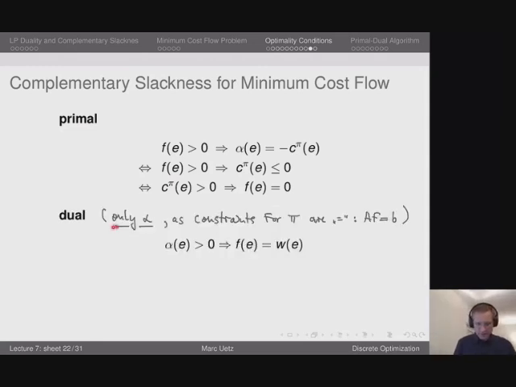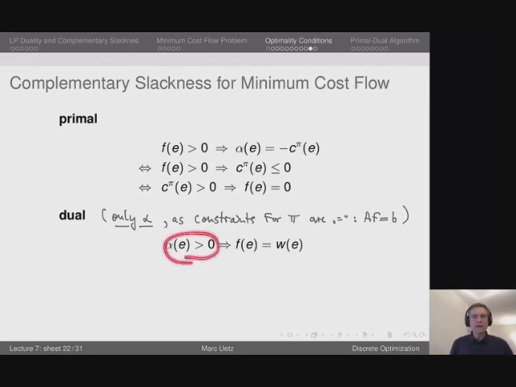And we need to do this complementary slackness stuff for the dual variables only for alpha, because for the pi's, the corresponding constraints were equality constraints. So these are equality constraints already, right? So therefore, there are no complementary slackness conditions for those. But if a dual variable alpha is strictly larger than 0, then the corresponding primal constraint, that was the capacity constraint, is fulfilled with equality. So that means the flow value is equal to the upper bound.